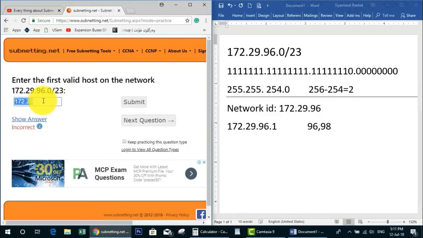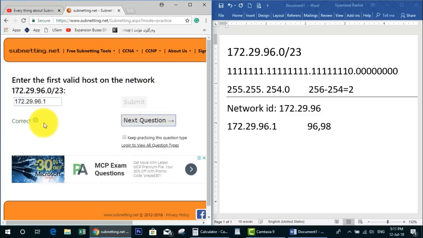172.29.96.1 should be the correct first valid IP. So let's go to the next question.